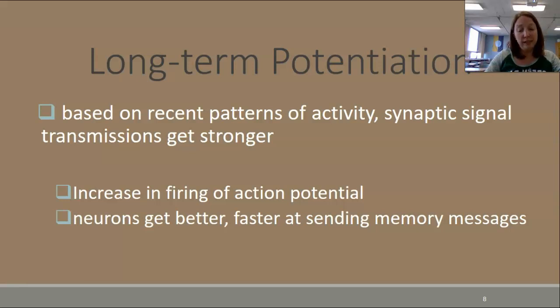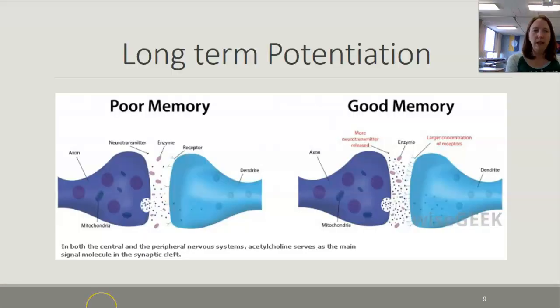In the same way that the more you use a memory, the better you are at it, in the same respect, if you stop using a certain memory, it will start to fade. Here's a diagram that I think does a good job of demonstrating what I'm saying.